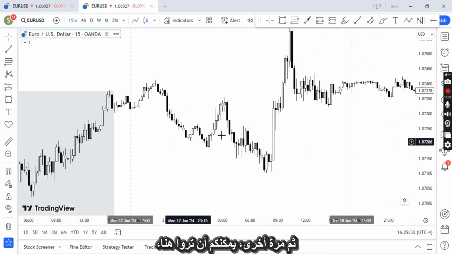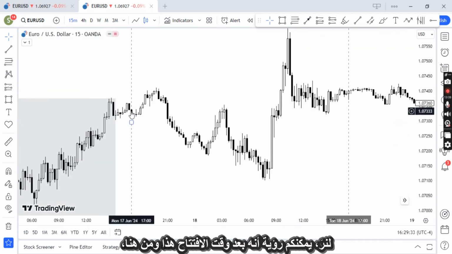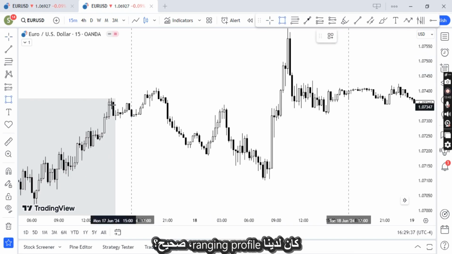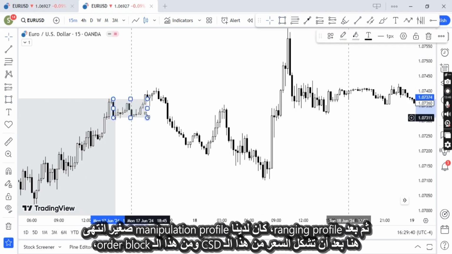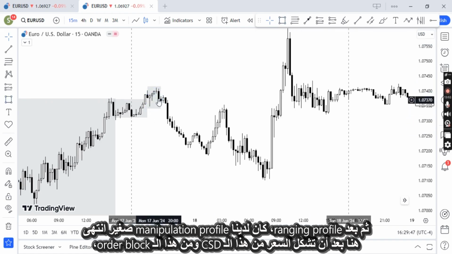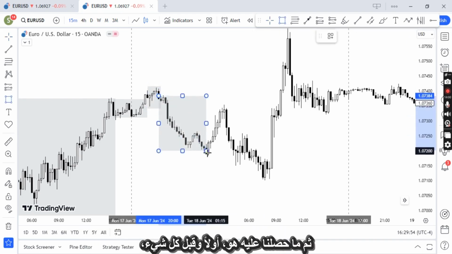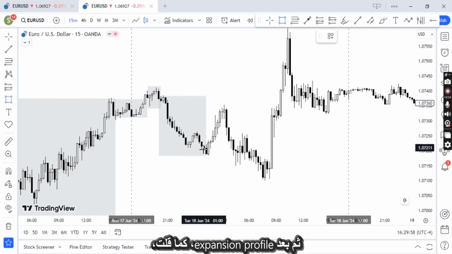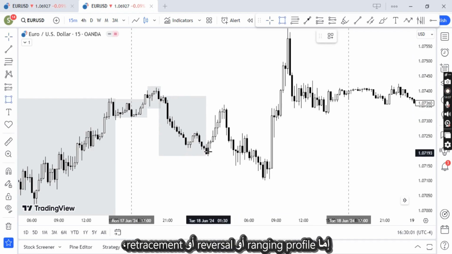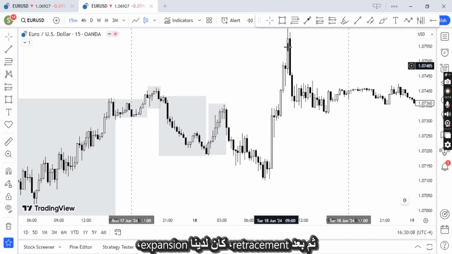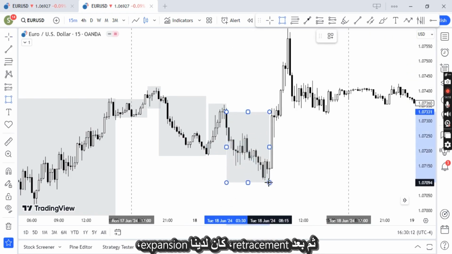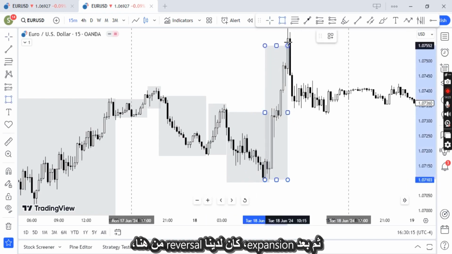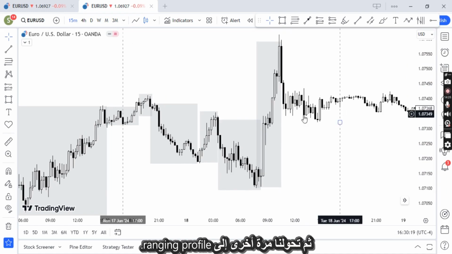Then again you can see right here, after this opening time and from right here we had what? We had a ranging profile, right? And then after a ranging profile we had a small manipulation profile which ended right here after price from this CSD and from this order block. And then what we had is first of all an expansion profile, right? Then after an expansion profile, as I said, we can have three possible outcomes: either a ranging profile or a reversal or a retracement, which in this case was a retracement. And then after retracement we had an expansion, and then after expansion we had a reversal from here, and then we turn again into a ranging profile.